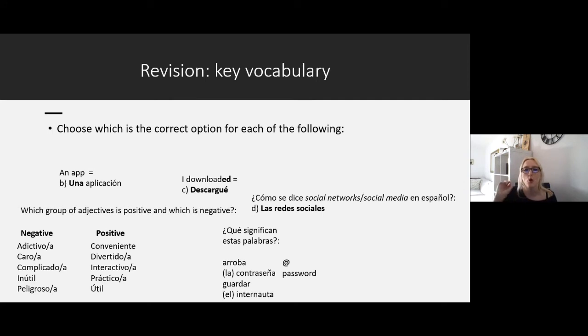What about the verb guardar? Okay, guardar. You're doing some work, you might need to guardarlo.